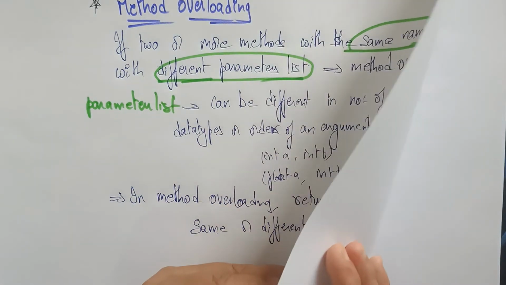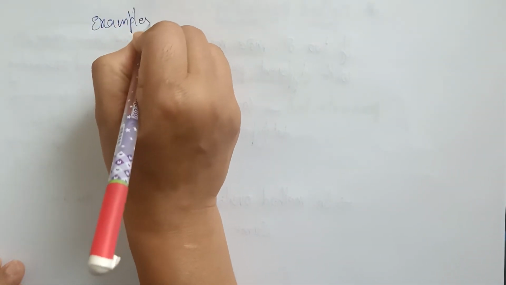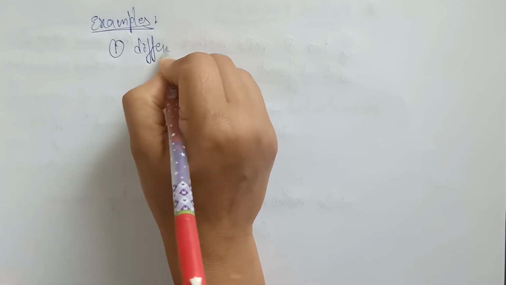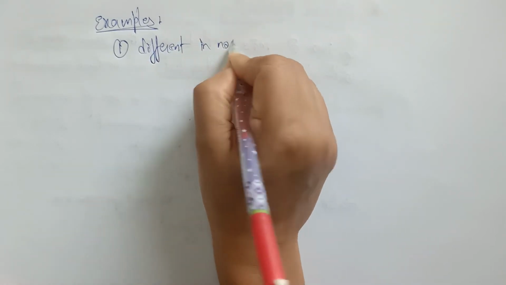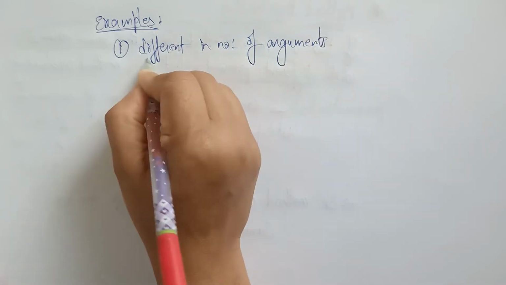So let me explain with some examples, then you will get complete clarity on what exactly this method overloading is. Okay. So first I'll take the syntaxes, then I'll explain with one program. So first, let me take different in number of arguments.